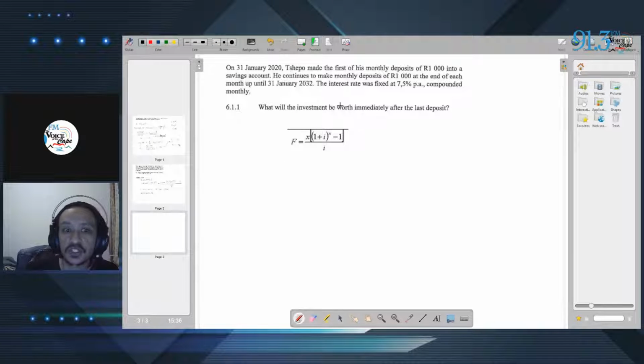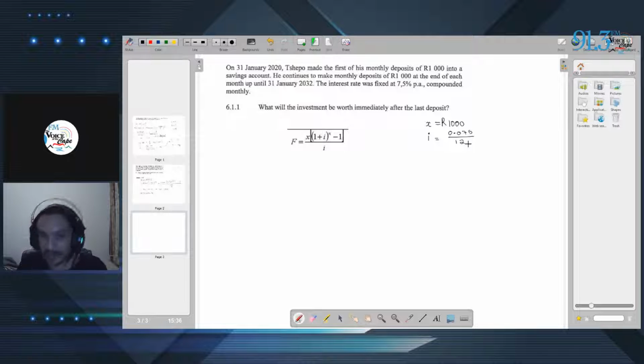And we'll go ahead and we'll just start inputting values, right? So we know, if it helps, on the side of your page, write down what you think the values are. Well, X is 1,000 Rand. We'll do that before we even substitute it in, right? And we can see, well, we got 1 plus I. Well, we know I is going to be equal to 7.5 divided by 100 divided by 12. So it's going to be 0.075. And we say divide by 12 because it's been compounded monthly.